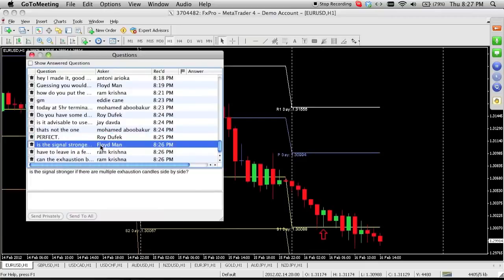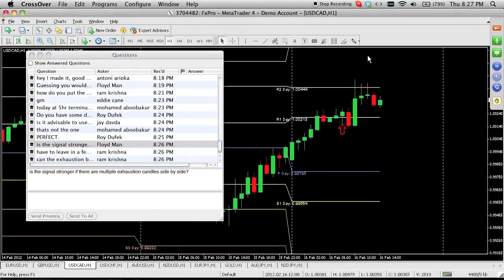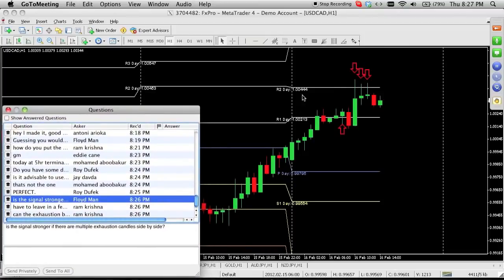Is the signal stronger if there are multiple exhaustion candles side by side? Yes, yes, yes. Take a look at US dollar CAD today. Now, it's not exhaustion candles, but you see these tails starting to form around your pivot lines. This is something a member of ours caught today, Dwight Thompson. And once these formations start forming around these pivot lines, you can see that there's pressure to go short.